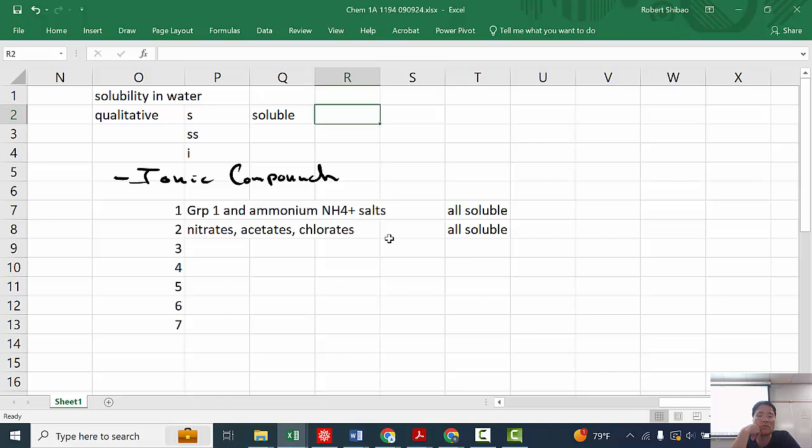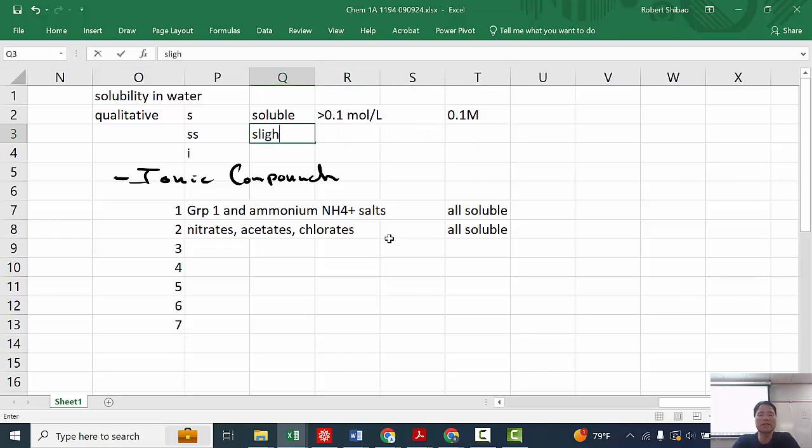Sugar easily meets this cutoff. The cutoff is it has to have greater than 0.1 what? Mole per liter. In other words, greater than 0.1 molar. And so if it's 0.2 molar, then we call it soluble. But if it's 0.05 molar, we call it insoluble. It's arbitrary, this cutoff.